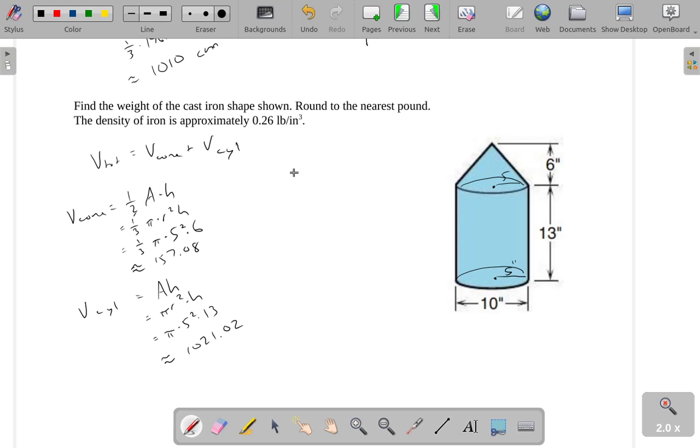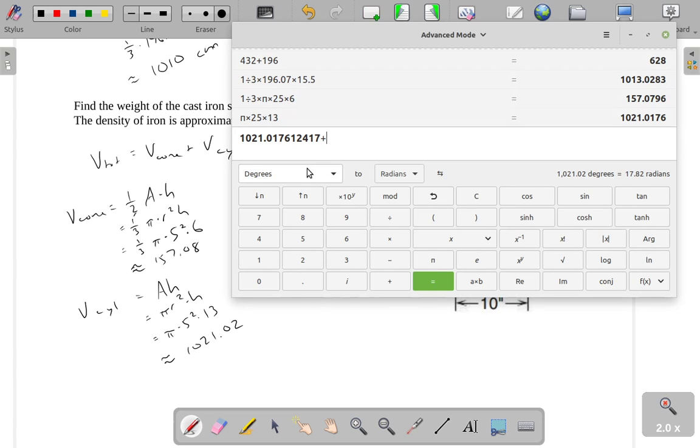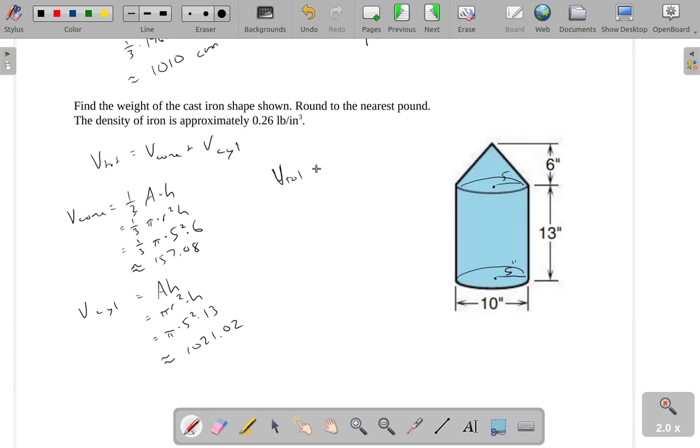Alright, so the volume total, adding those together, gives me 1178.10, I guess. Yeah, 1178.10. And this would be cubic inches.